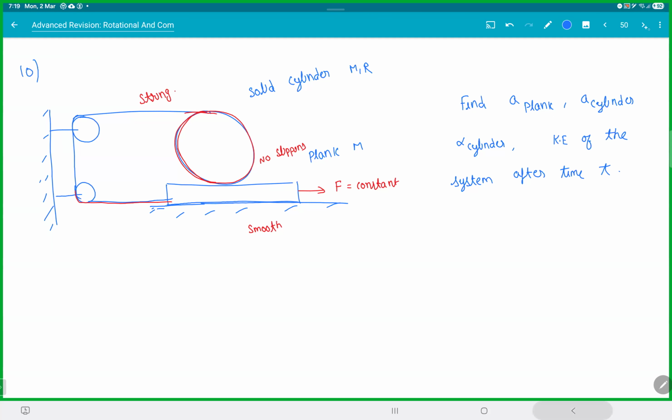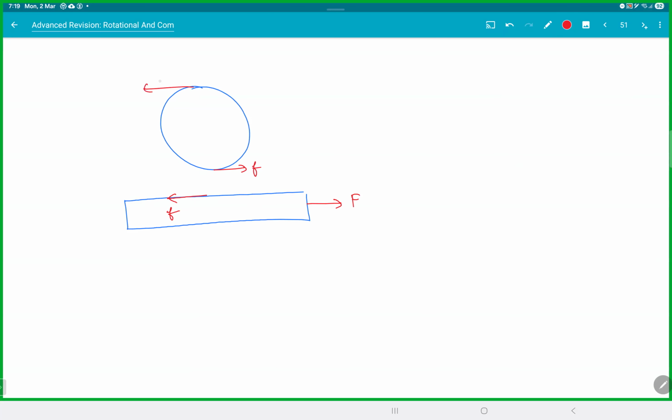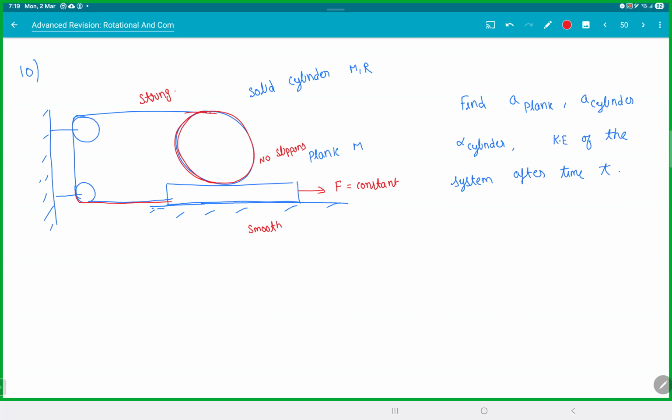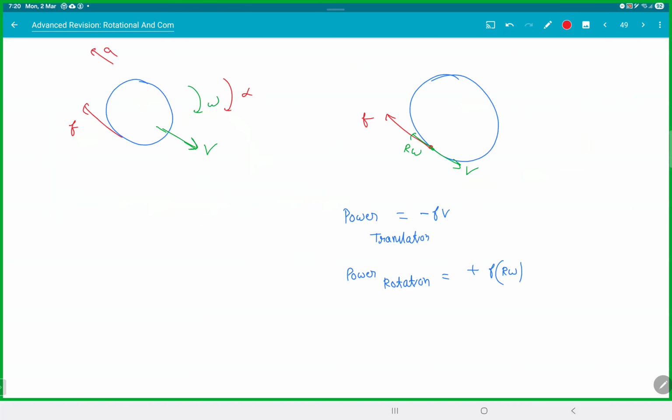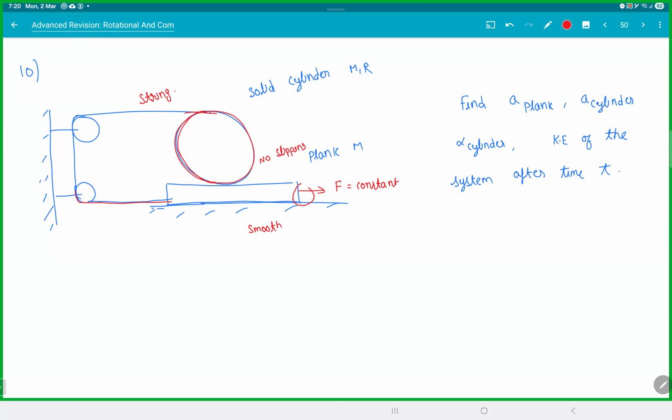Okay, step 1. Let's see whether you got the free body diagram right. Cylinder, the plank. What are the forces? Force F, friction, tension. I'm not writing the vertical forces N and mg anyway, that's not required because nothing is pointing up or down. Yeah, I think these are the only forces. F, friction. No, there is one more here. We have one more tension. F here, this is one, this is one, this is one, this is one.